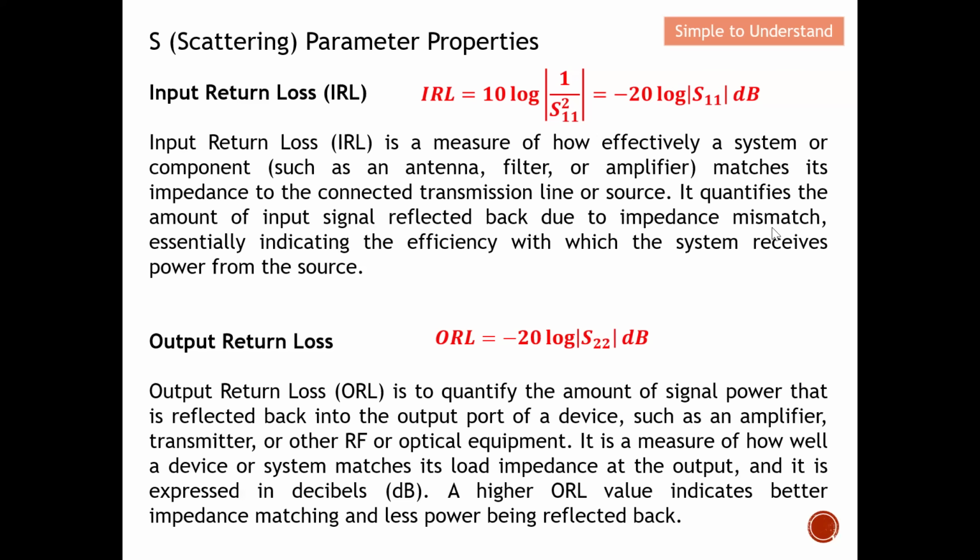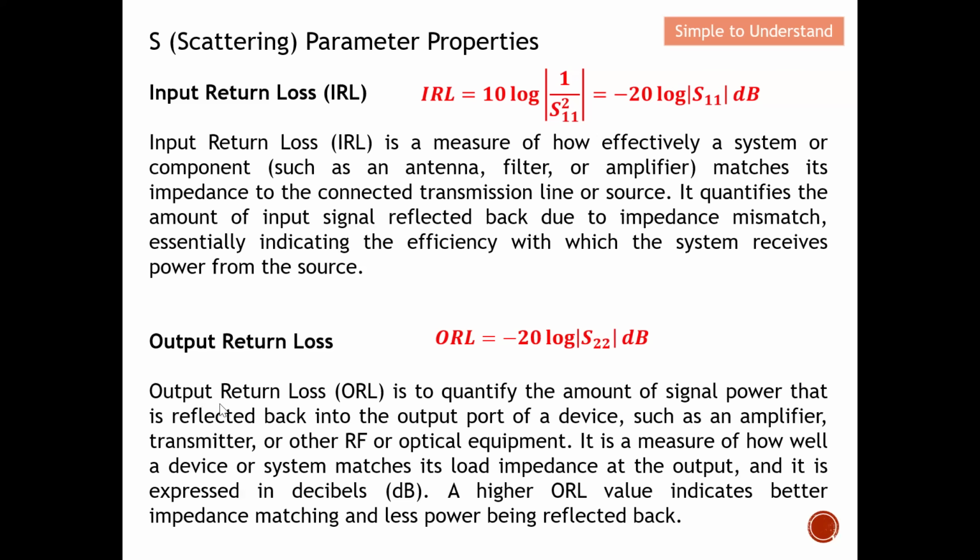This is what I mentioned earlier on. If we put some signal at the input, this number tells me how much is reflected back, because due to impedance mismatch, the signal will be reflected back. In short, this describes the impedance matching at the input. This one describes the impedance mismatch at the output here.